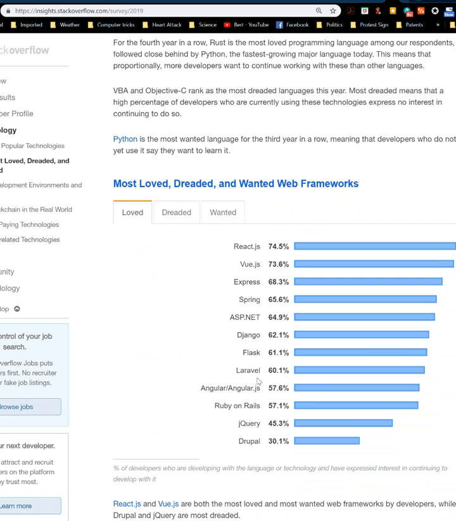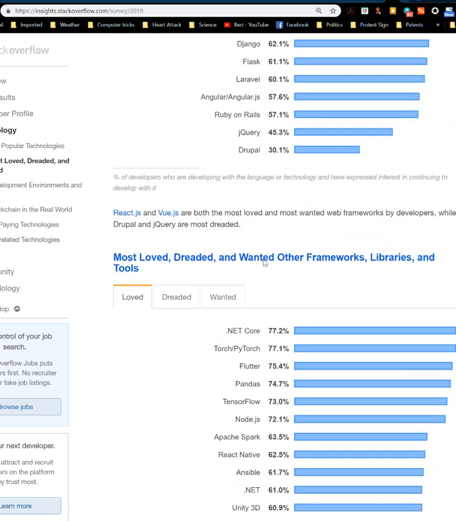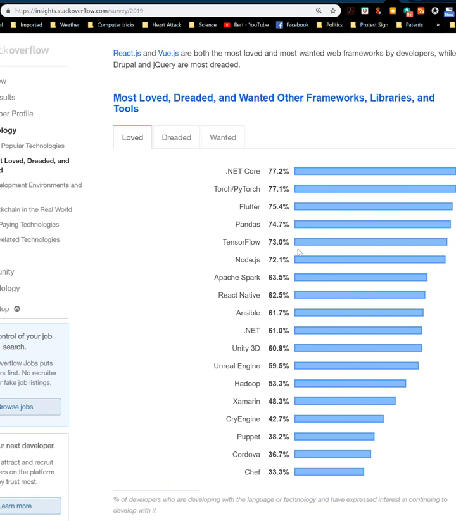Let's get off it. Most loved, dreaded, wanted web frameworks. So Express, React, Vue. Okay, interesting. And Flask and Django and stuff. But that's nice, but not a lot of people really use it. So it's diminishing, I believe.